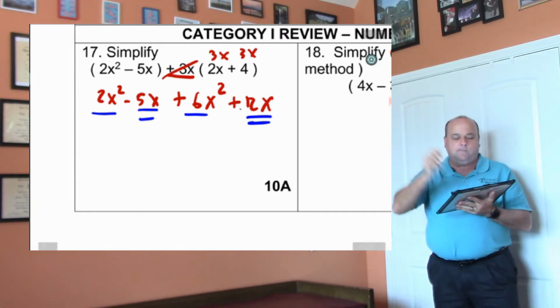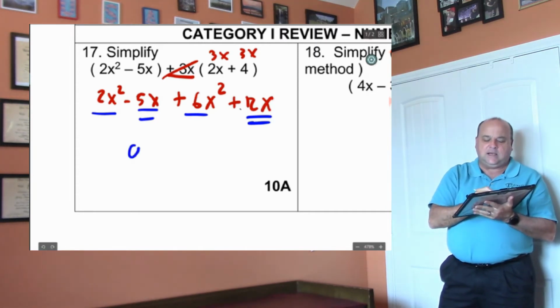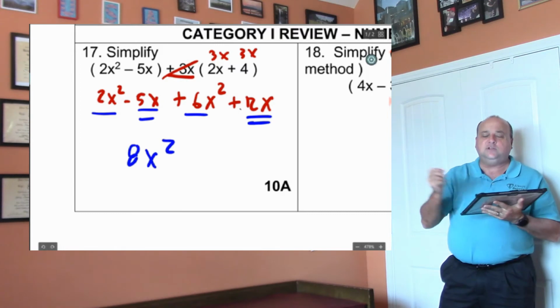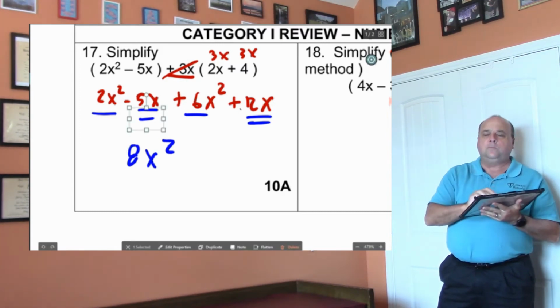We're going to add them up. So 2 plus 6 is a plus 8. The letter is x. The exponent's 2. Then we're going to group the 5 and the 12.